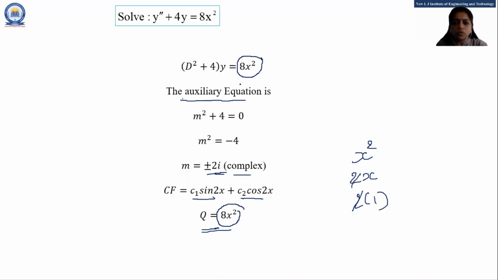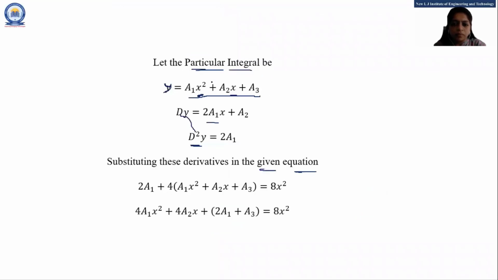Given equation is what, students? D square y plus 4y. Right? So for the given equation, the value of d square y plus 4y, that is, this one. What is d square y? D square y is 2a1. So this is d square y plus 4, and this is the value of y. Okay. So d square y plus 4y is equal to 8x square.